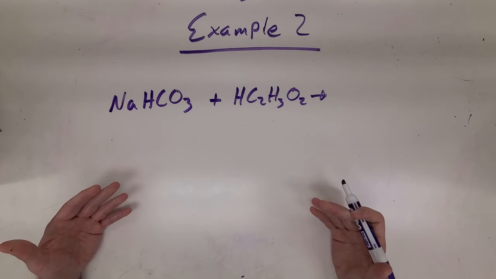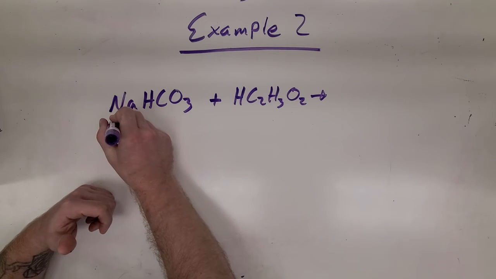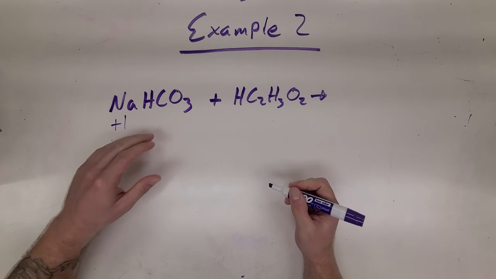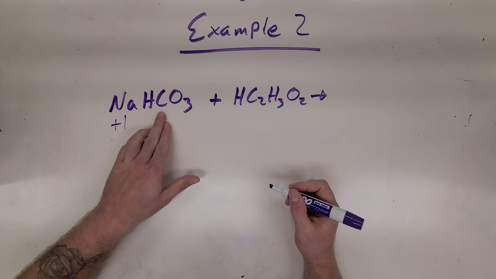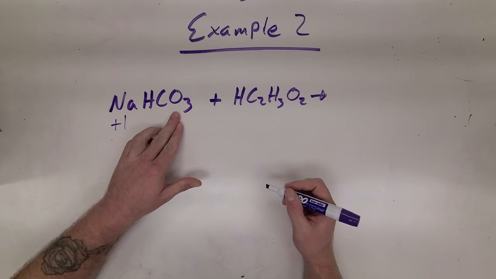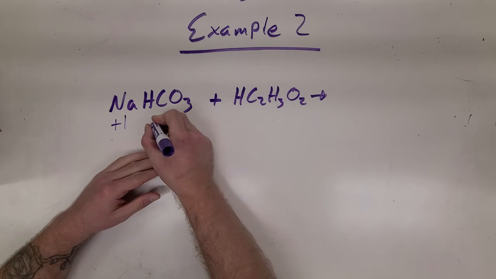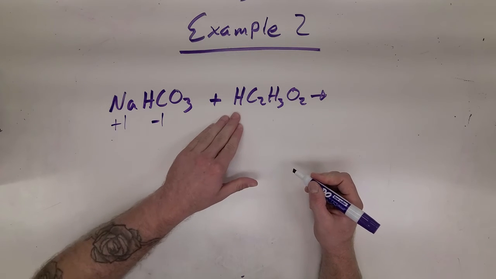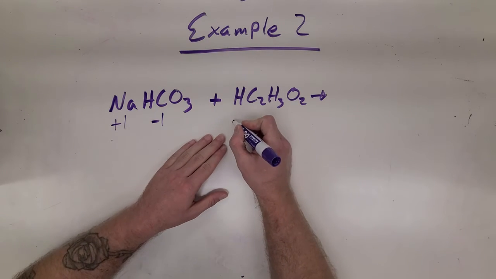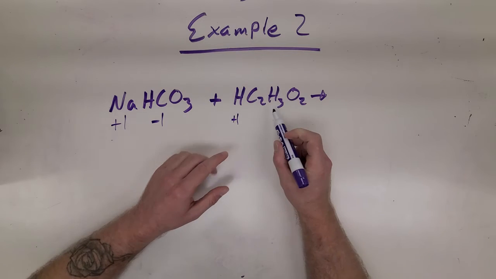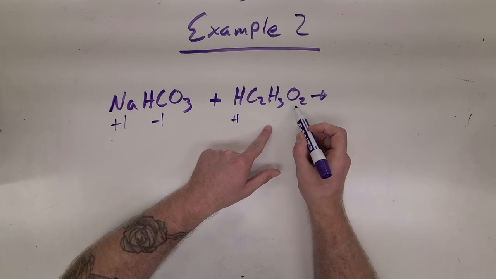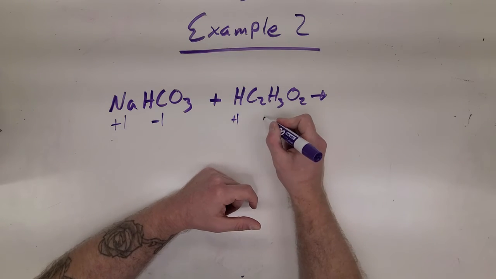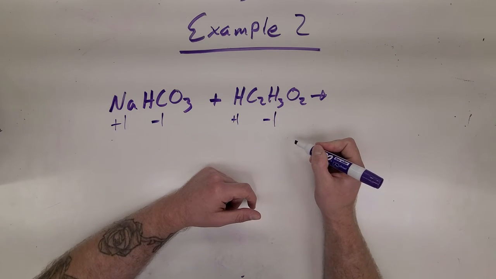First things first, same thing as last time. We just got to check out the charges. Sodium has a +1 charge, being in group 1. Bicarbonate, that is HCO3, has a -1 charge if you look at a list of common polyatomic ions. Hydrogen all alone here is a +1 charge, and this is acetate that combines with this hydrogen here to make acetic acid. Acetate also has a -1 charge.